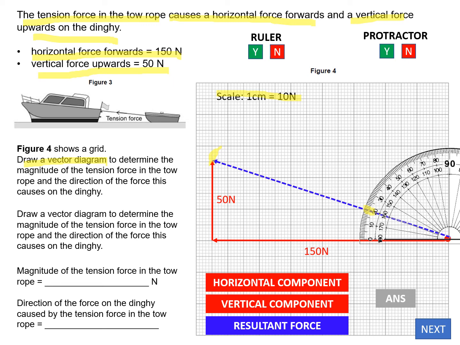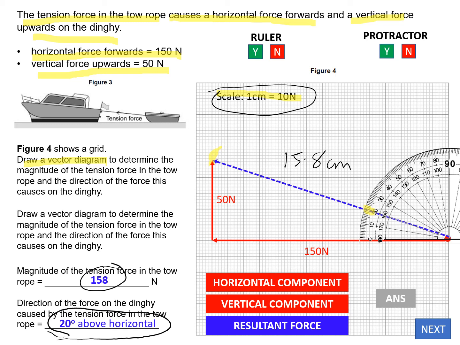So you do need to have in the exam a clear plastic transparent ruler and a clear plastic transparent protractor. Okay, so let's put the answers onto it. Because the length of that was 15.8 centimeters, if I multiply that by 10, because my scale 1 centimeter is 10, that means that my tension is 158 newtons, and then the direction is 20. So that's how we do that.